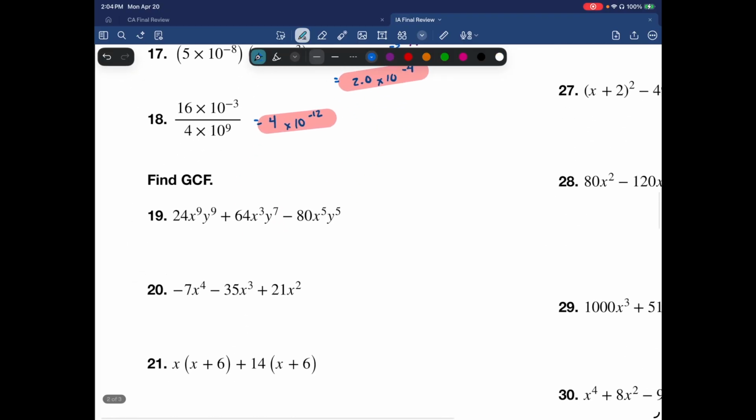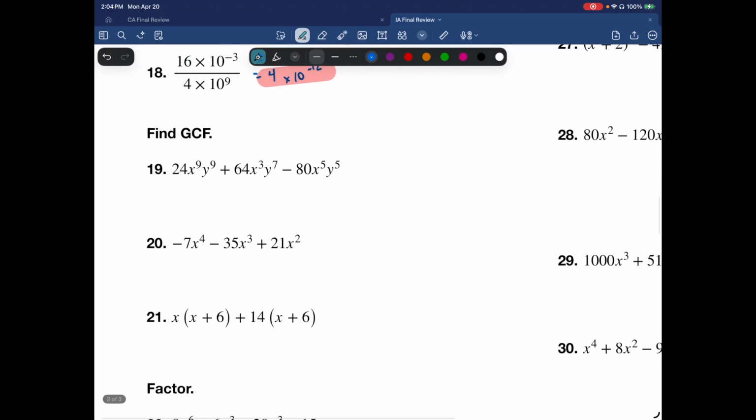That's just my answer. Now, for the next few problems, I'm just finding a GCF. All right, so I'm going to find the GCF.